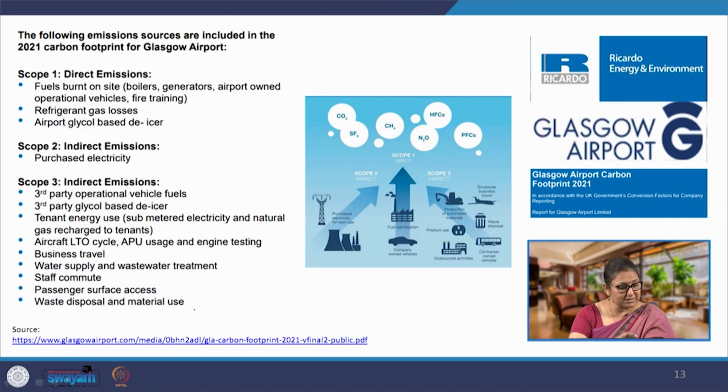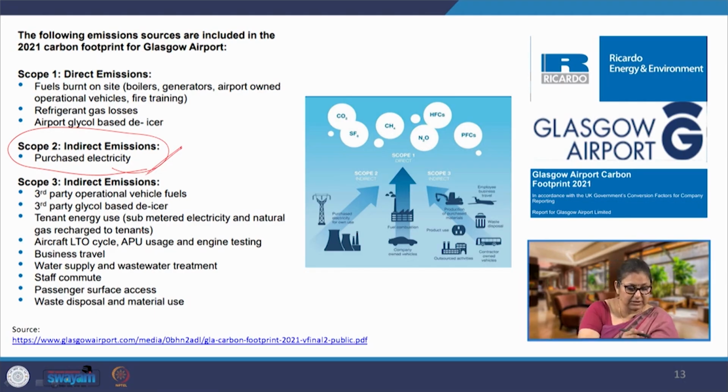Again, giving you some examples, this is for Glasgow airport, and there has been a proper accounting for that. Again, look at the emissions that are coming in. There is a huge component which is due to these indirect emissions, which is purchased electricity, and this electricity is actually going into buildings, again conditioning of buildings.